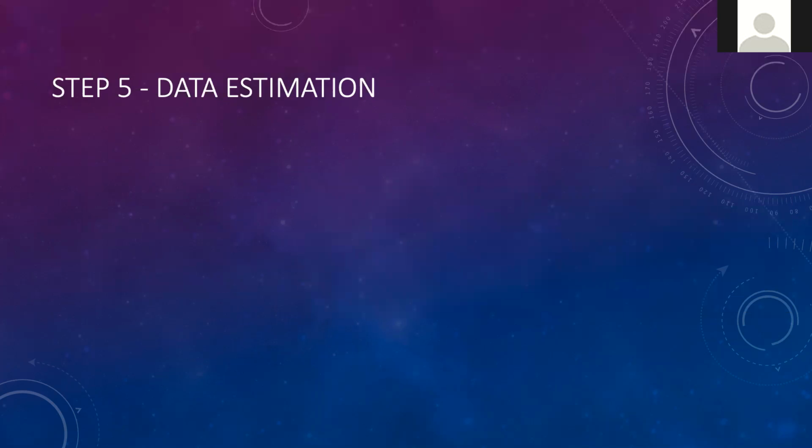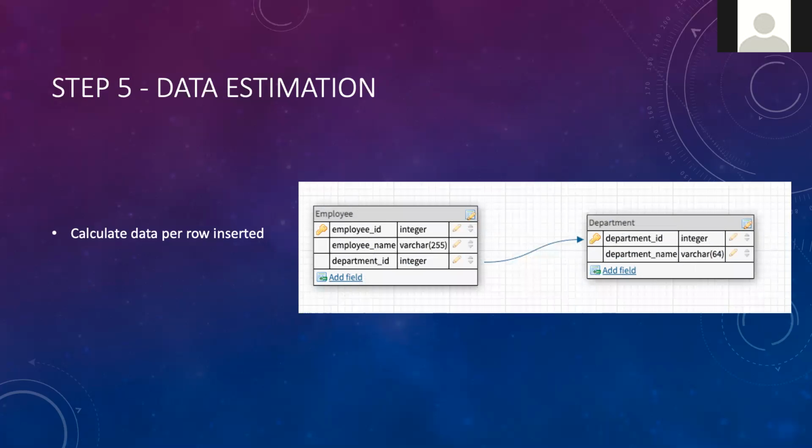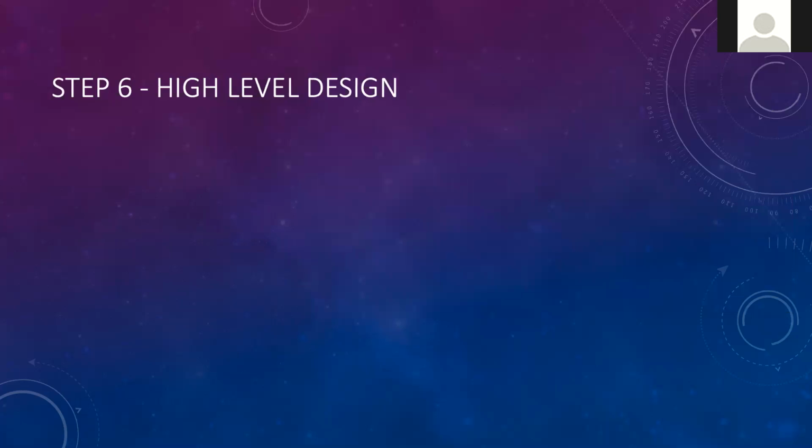Now, next step is to do the data estimation. So essentially, you're calculating the data per row inserted. Again, the data model that we saw earlier will help us do this data estimation. And this is essentially just the next level of the back of the envelope calculations that you did earlier. But now with the knowledge of the data model, you can get a much better estimate. Looking at the same data model, you would be able to find out exactly how much data is required per insert into the table. At this point, you can discuss various flows and the data estimation for each of those flows.